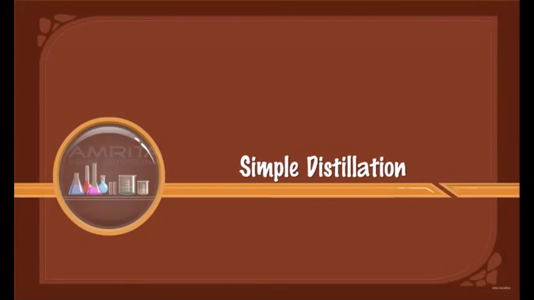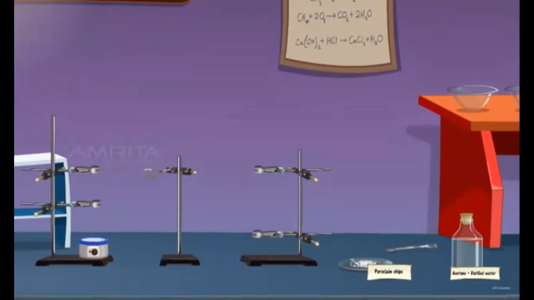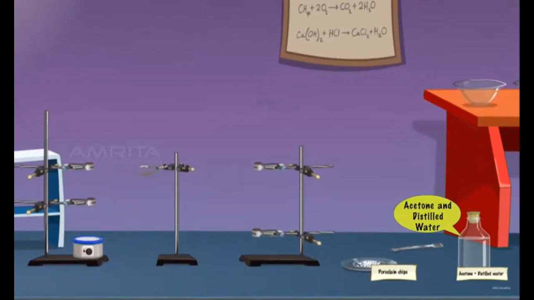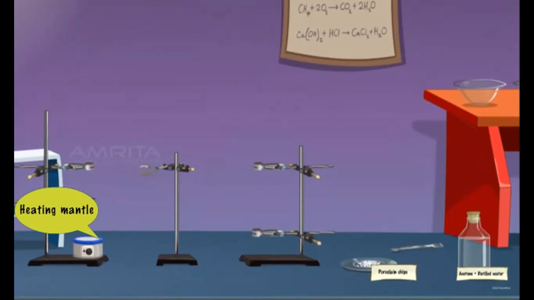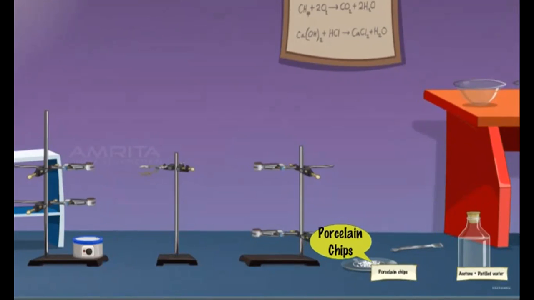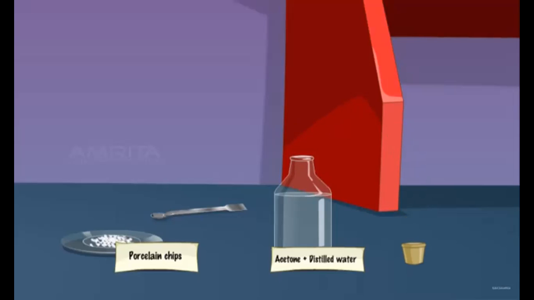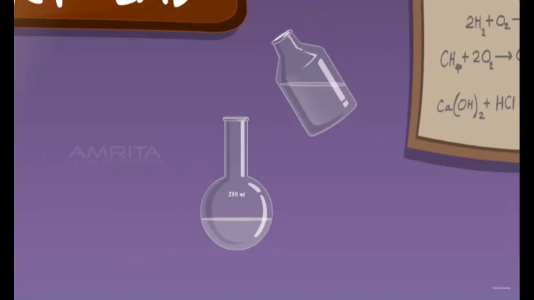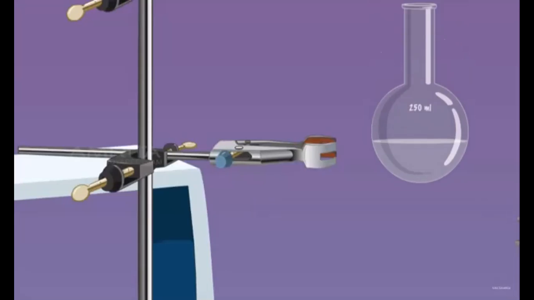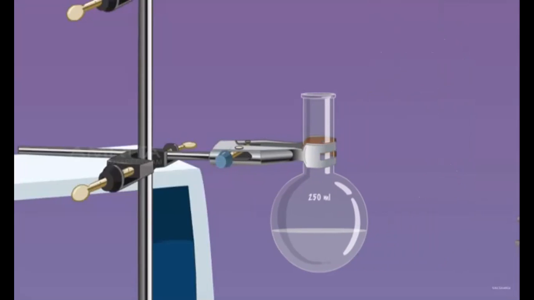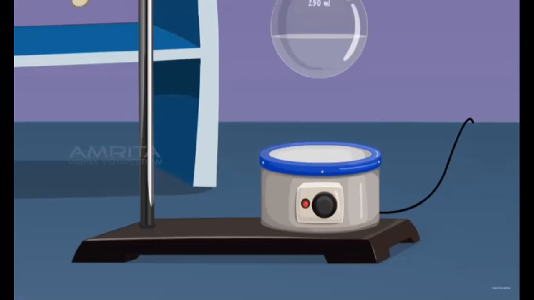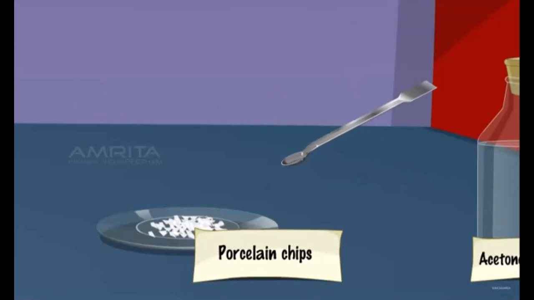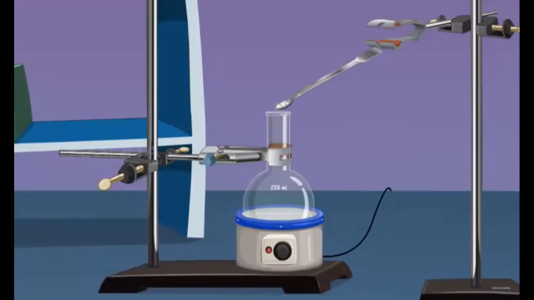Simple distillation. We require a mixture of acetone and distilled water, stand with clamp, heating mantle, and porcelain chips. Take a mixture of acetone and distilled water and pour it into a 250 ml RB flask or distillation flask. Clamp the RB flask to a stand and place it in a heating mantle. Take some porcelain chips using a spatula and put it in the RB flask to avoid bumping while boiling.